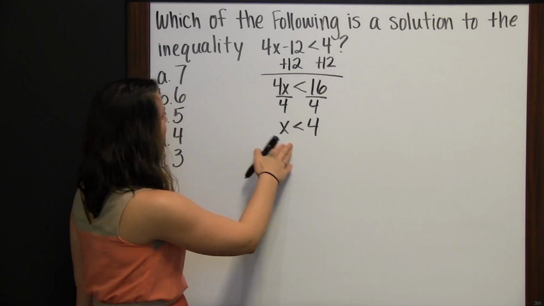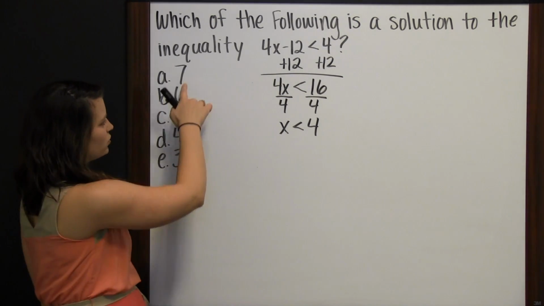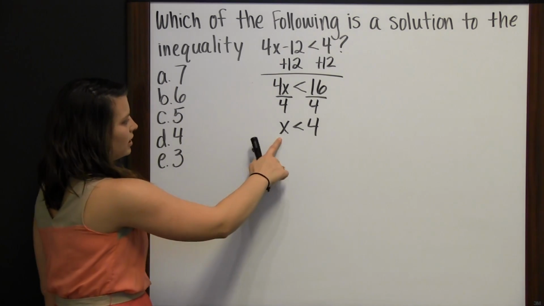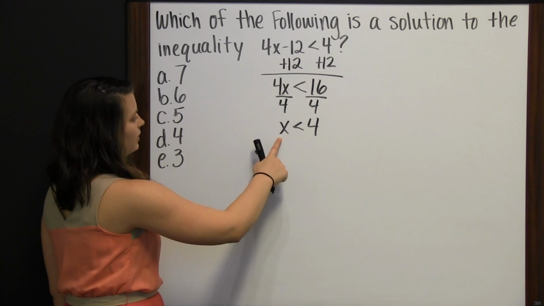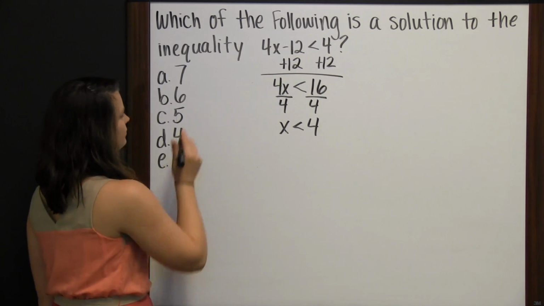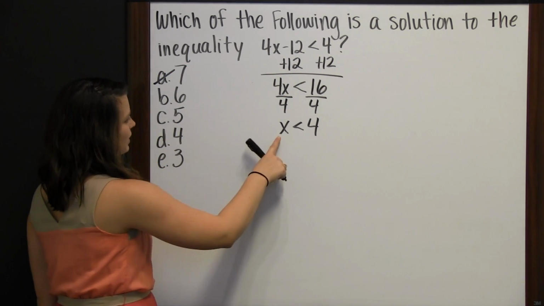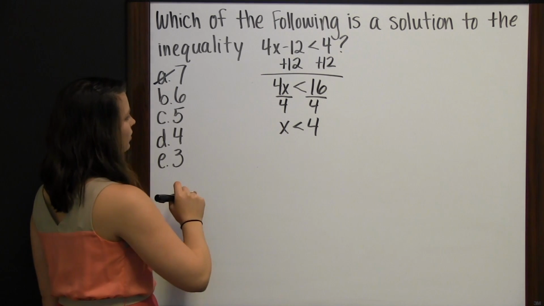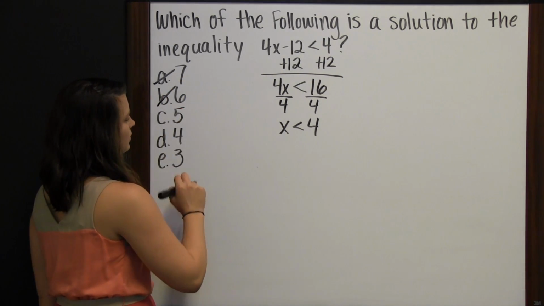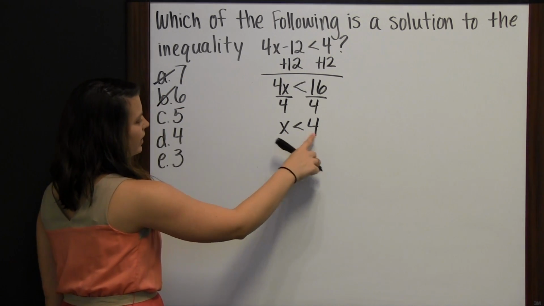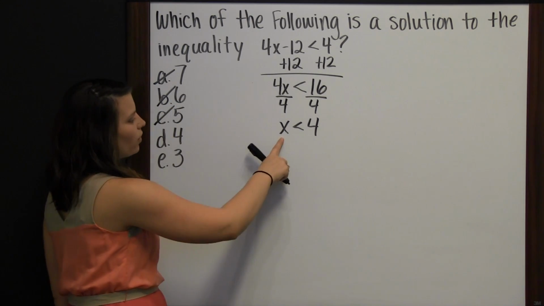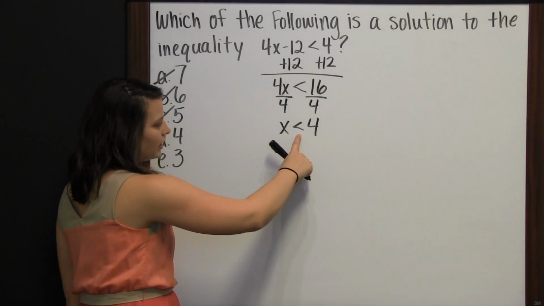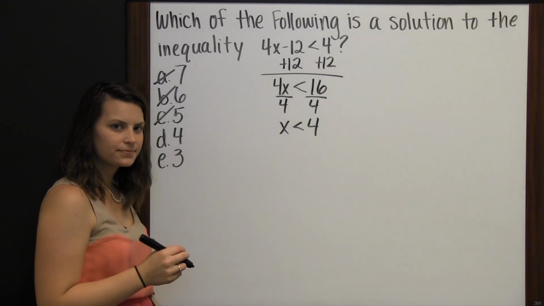So now we can apply these answer choices. We want to find which one of these numbers is less than 4. Is 7 less than 4? No. Is 6 less than 4? No. Is 5 less than 4? No. What about 4? Is 4 less than 4?